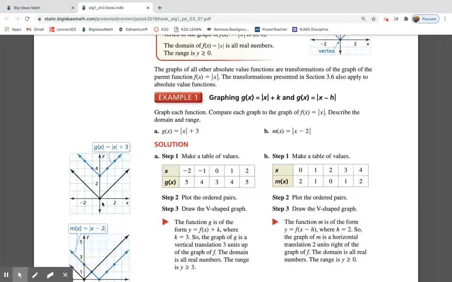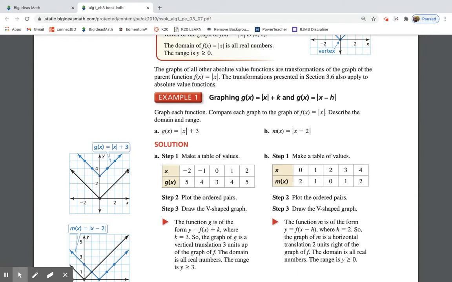So right here they have, the black one is that parent function, the original one. So we have several points that we can graph: (-2, 5), (-1, 4), (0, 3), (1, 4), and (2, 5). And since we said it was a vertical translation, we should be able to just slide it up 3. 1, 2, 3. And that's exactly what happened.